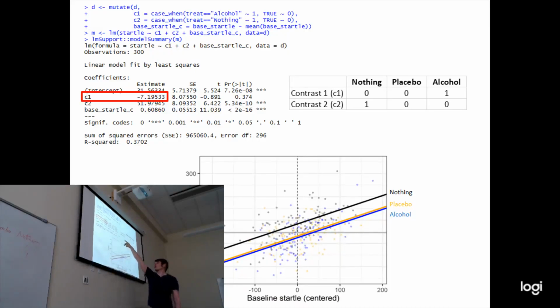Notice how the effect of C1 is quite small. It's minus 0.7. And there's not much vertical distance between these two lines. Each of these points represents the predicted value in the placebo group. Each of these points on the blue line represents a predicted value in the alcohol group. If I want to know the difference between those predicted values, I find that vertical distance.